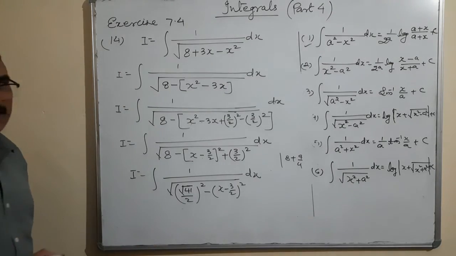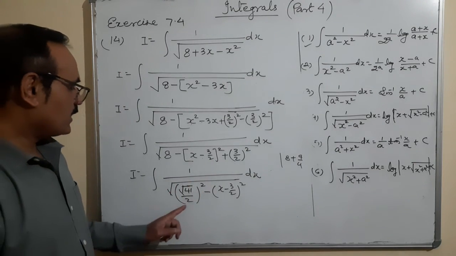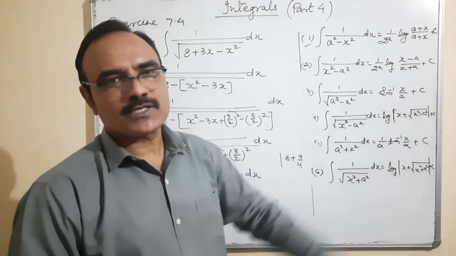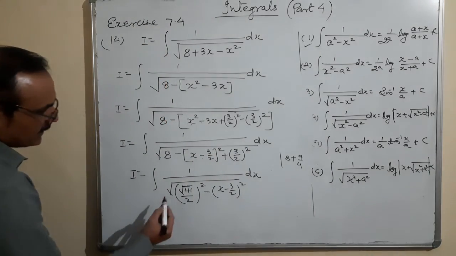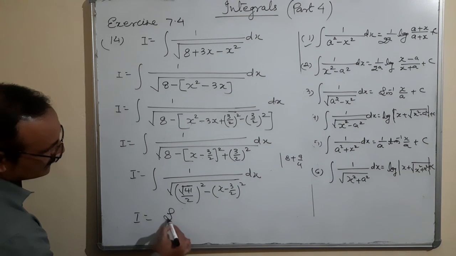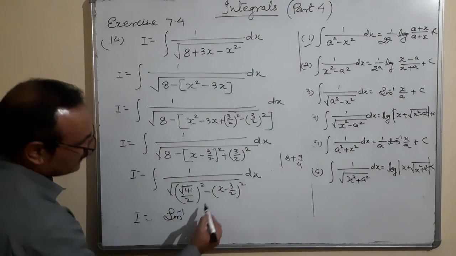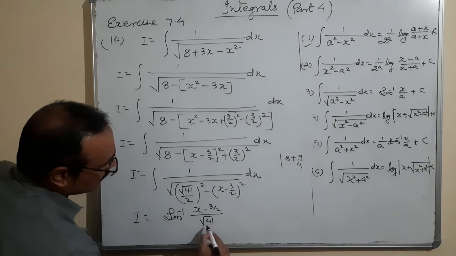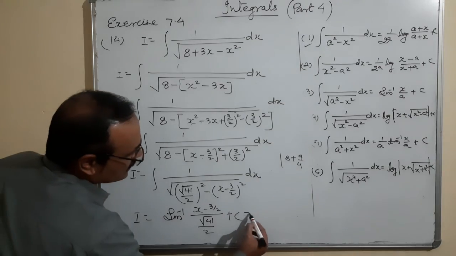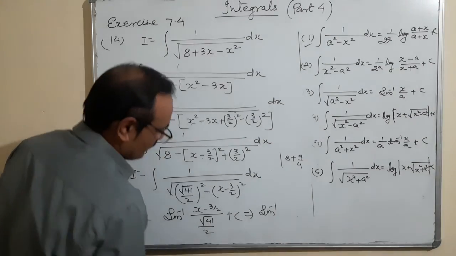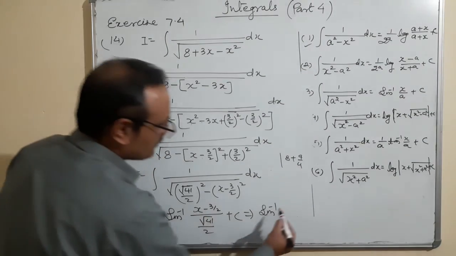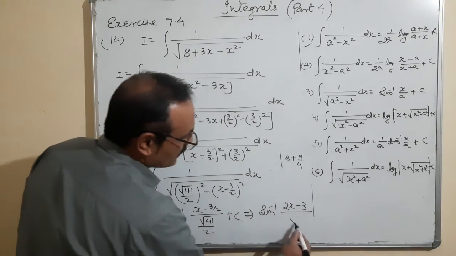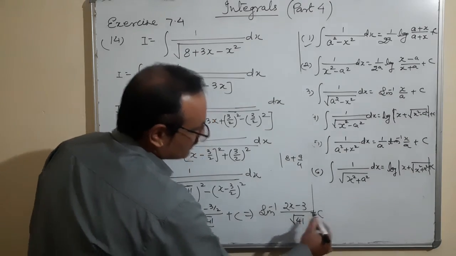And now you can see it becomes a formula: 1 upon under root a square minus x square, whose integral is sine inverse x upon a. So I can use it here. Sine inverse of x, that is x minus 3 by 2, upon a, that is under root 41 upon 2, plus c. So this means sine inverse of LCM 2x minus 3 upon, this 2 will be cancelled by 2, under root 41, plus c.